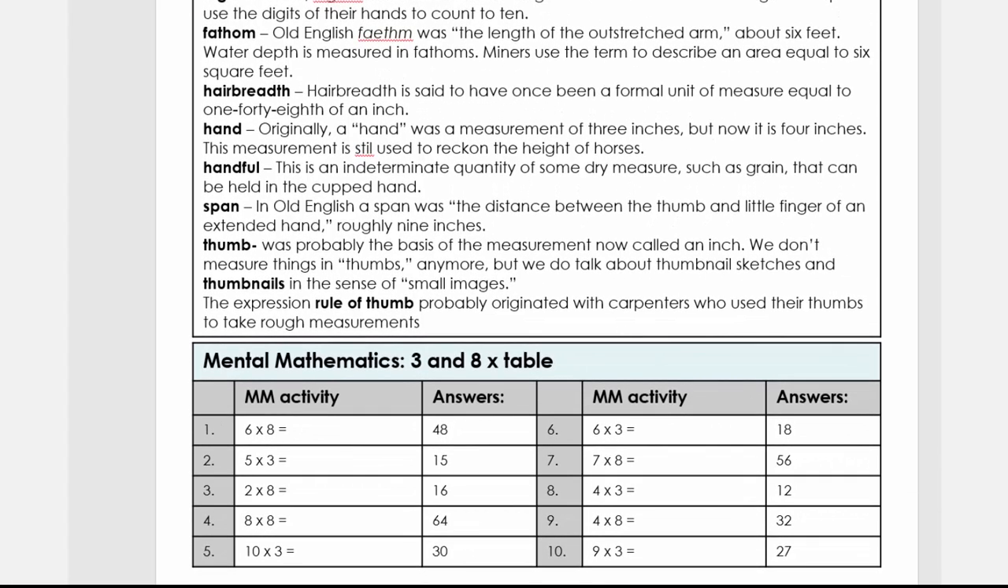Then what we're going to do is the mental maths for the day. I'm just going to remove the answers quickly. So we focus on the 3 and the 8 times table. You're going to ask these 10 questions. You're going to pause. You're going to come back. I'm going to reveal the answers, and you're going to pause and mark it.